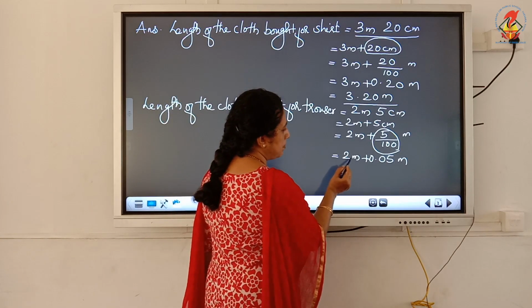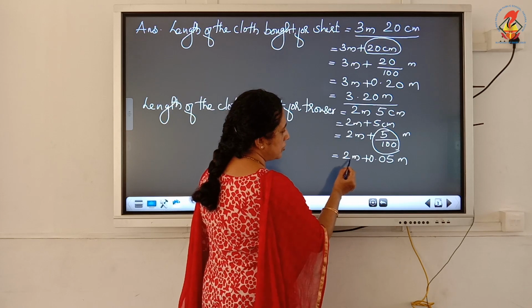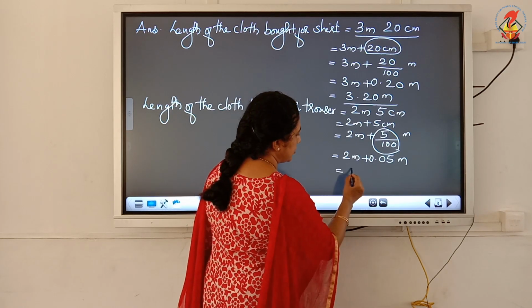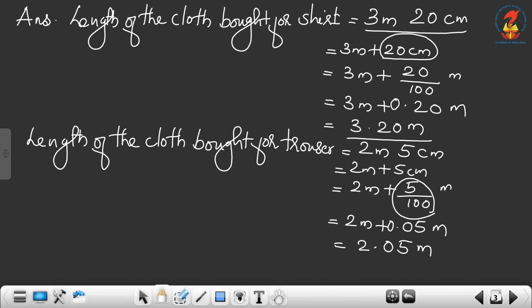Then what is 2 plus 0.05 meter? So 2 plus 0.05 meter means it is 2.05 meter. If you have any doubt, we can write 2 as follows. Look at that, 0.05 has 2 decimal places, but 2 is a whole number, so we can write it in the form of a decimal number as 2.00, then plus 0.05. Now when we add it, 5, 0, then 2 plus 0, 2. So we will get 2.05. So the length of the cloth bought for trouser is 2.05 meter.